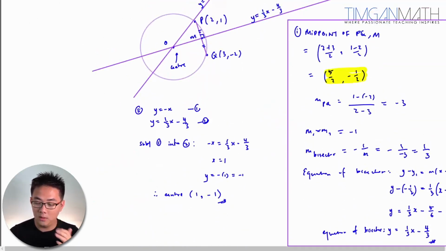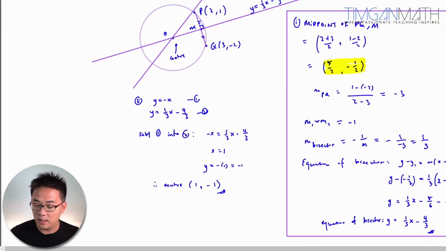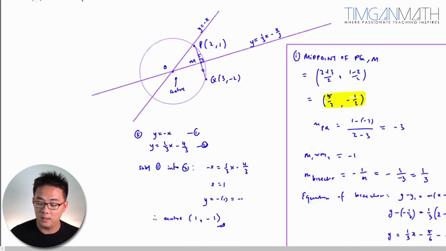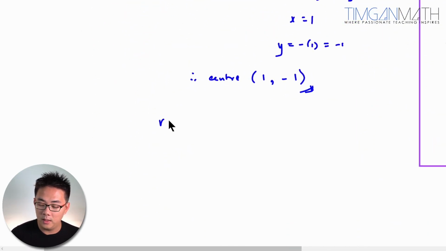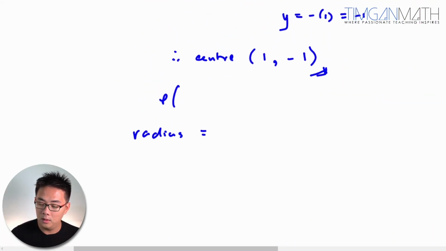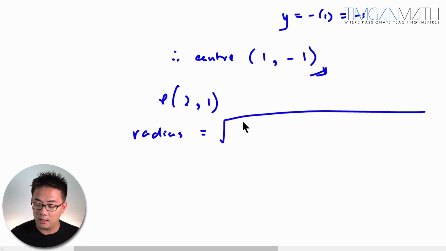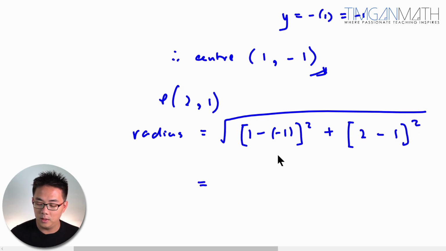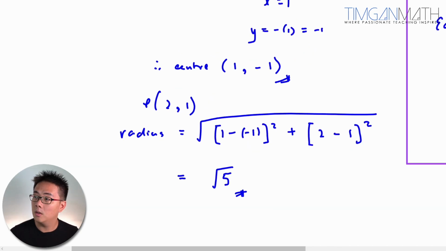Now the radius of the circle. You can take any point, say P(2, 1), to the center. The radius is the square root of (2 minus 1) squared plus (1 minus (-1)) squared. So this is the square root of 1 plus 4, which is root 5. This is the radius.